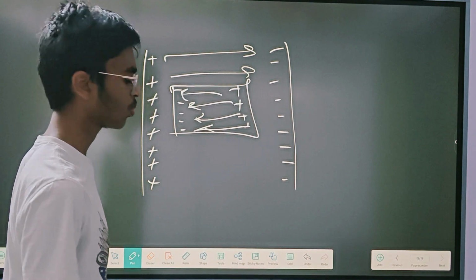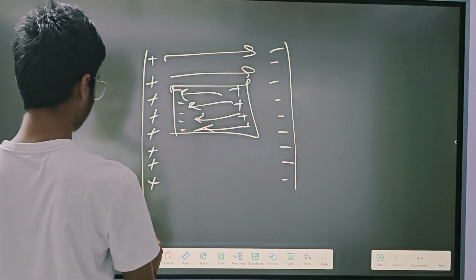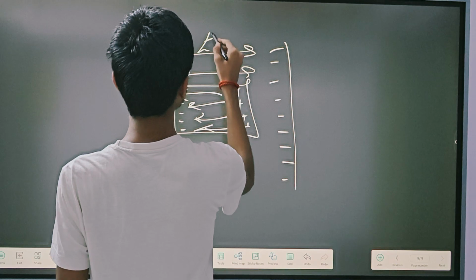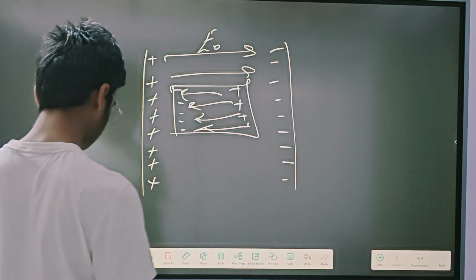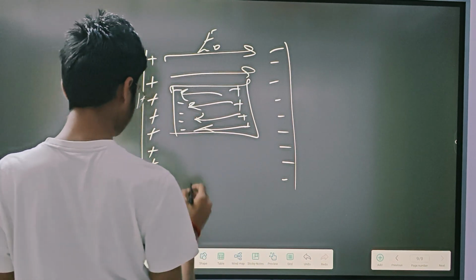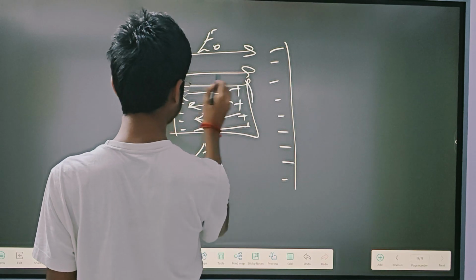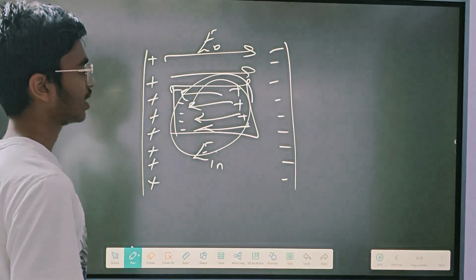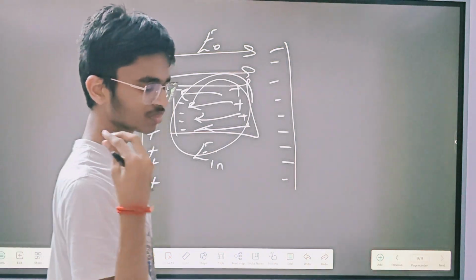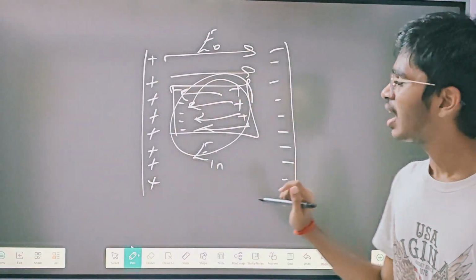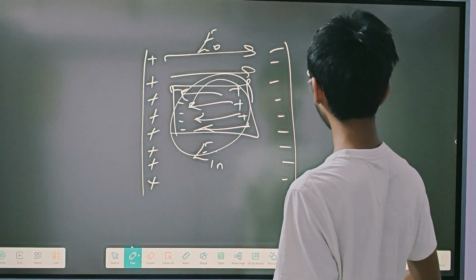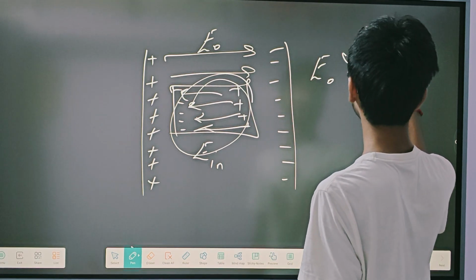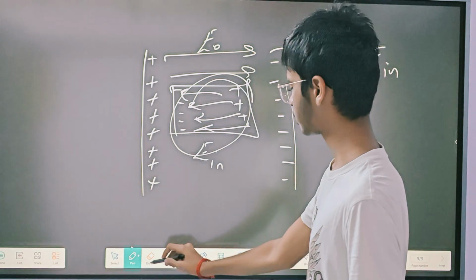Always remember this one point: the outside electric field I'll take as E naught, and inside I will take it as E in. That means inside and outside, all of this area. Since it is just an explanation of a concept, I'm just writing like this. You can just remember this. The electric field outside the dielectric will always be greater than the electric field inside the dielectric. Remember this point.